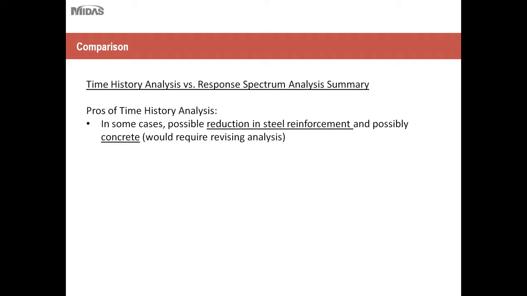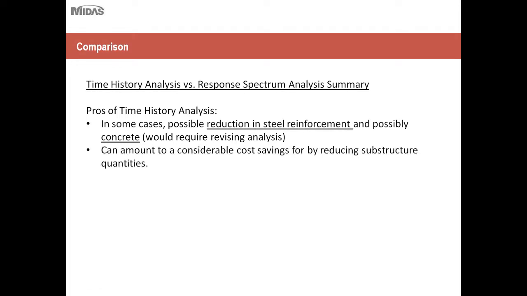So in areas where there's a lot of seismic activity, usually the company that has the most realistic yet also economic bid will get the project. So time history analysis is used extensively to get optimized designs in high seismic regions. Once again, it can lead to cost savings and reduced substructure quantities. So there are many ways to go about using time history analysis to get really optimal designs.